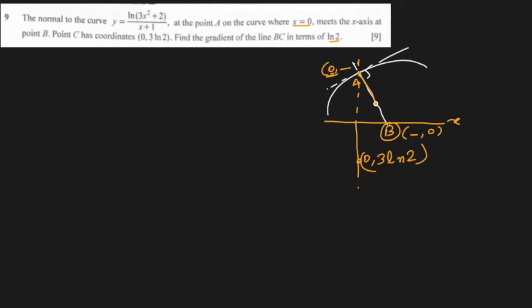Oh no, not BC. This is BC. This is C. So we have to find the gradient of this line. Okay. So my plan is to find the equation of this normal and find its x coordinate when its y is 0 at B, and I can do that. So let's find the equation of the normal.